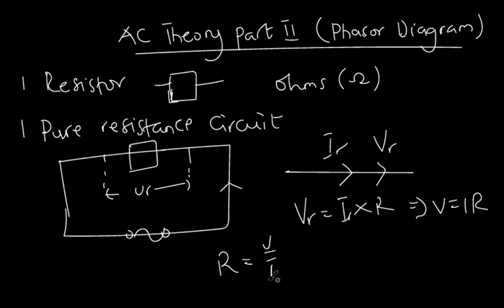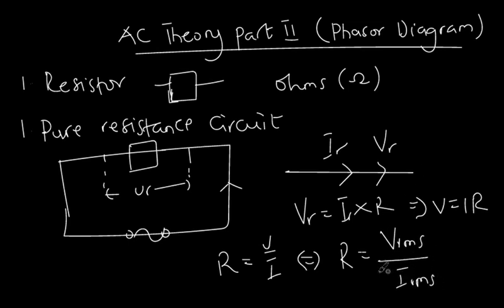Now mind you, because we are dealing with an AC circuit, the voltage is not just any voltage. It is the root mean square voltage, and the current is the root mean square current. So it means our resistance is equal to the root mean square voltage divided by the root mean square current.